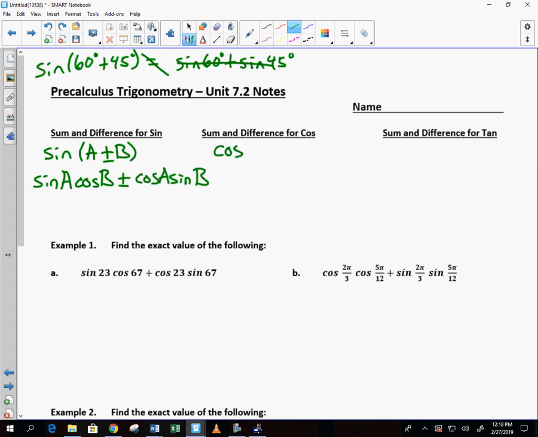Cosine is a little bit different. Cosine of angle A plus angle B. It's going to be the cosine of angle A times the cosine of angle B. Cosines stay together. Instead of plus, it switches to minus the sine of angle A times the sine of angle B. So if it was plus up here, then it's minus down here. So if it's minus up here, then it's plus down there. So this might be the first time you've seen a minus plus sign. It means do the opposite of what it was above. See that?